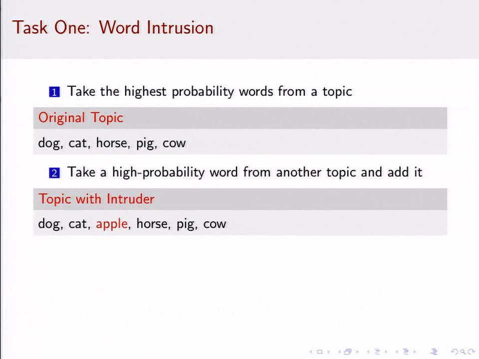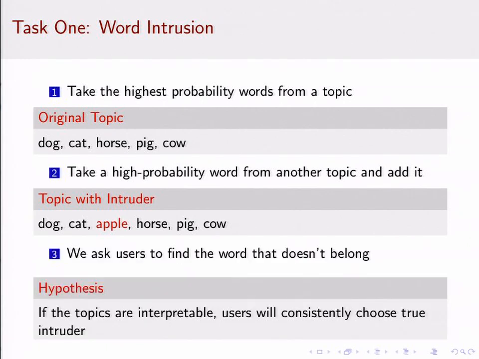And so this is a word that is hiding in the topic. And we'll just ask people to click on the word that doesn't belong. And our hypothesis is if the topic makes sense, people will be able to pick out the word intruder consistently. Okay, questions on how this task is set up?